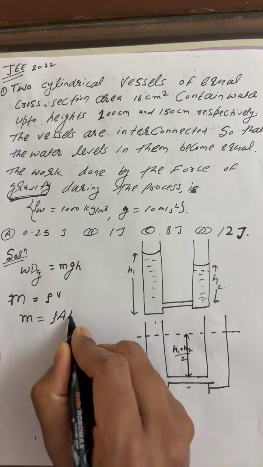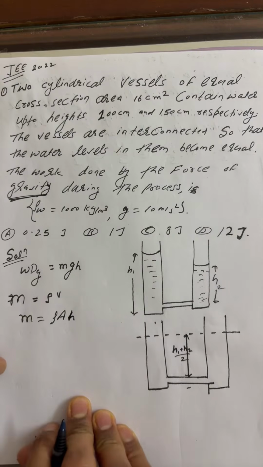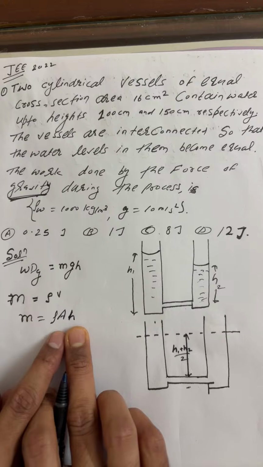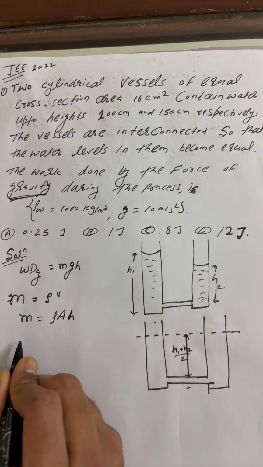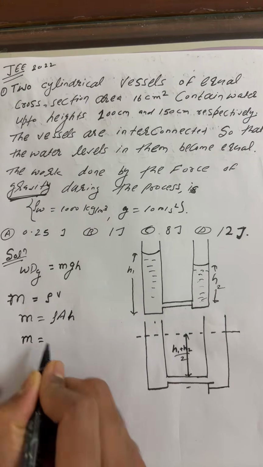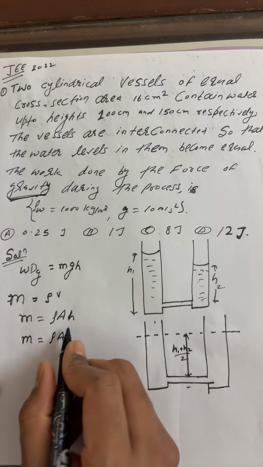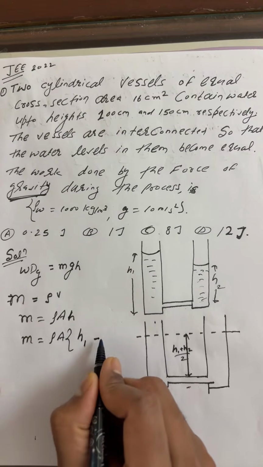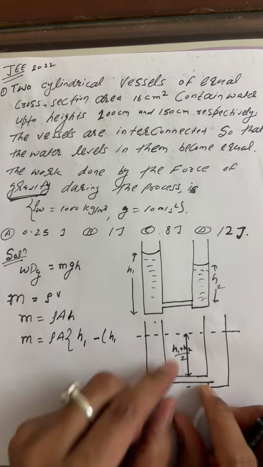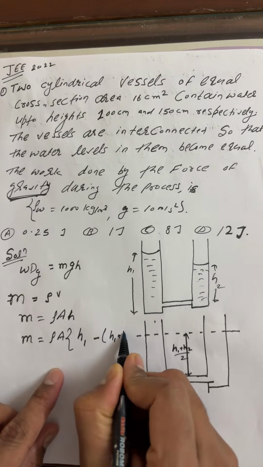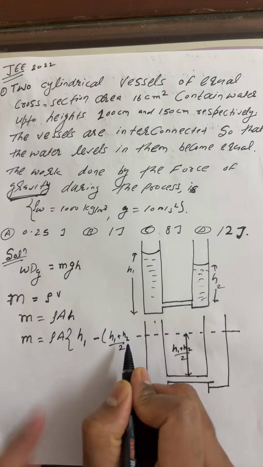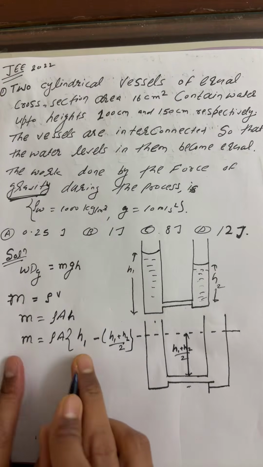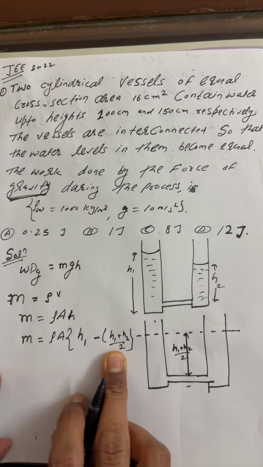This is rho A H. Here we wish to find H. So now you can say mass is equal to rho, this is A, and H is (H1 plus H2) by 2, the average height. Here I'm just finding mass. Just keep in mind, this is the mass calculation.